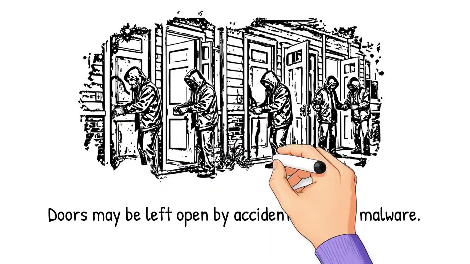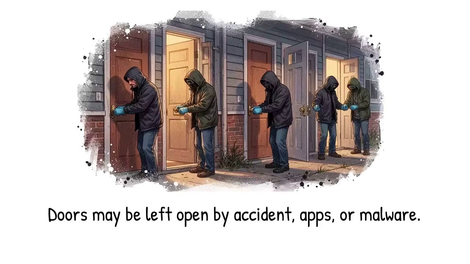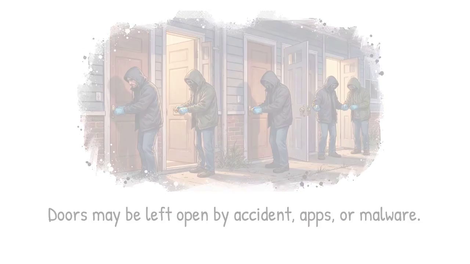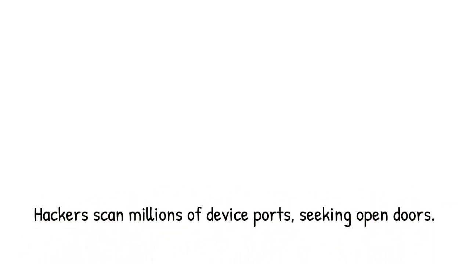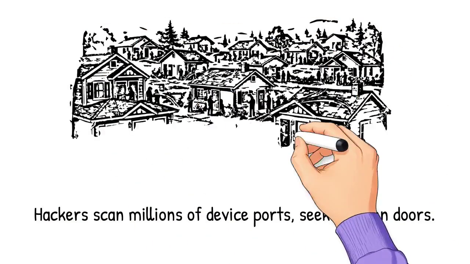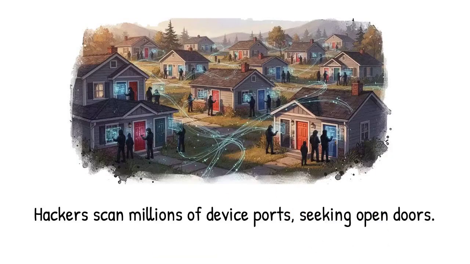Now imagine hackers walking down your street, checking every house, gently turning each doorknob to see which doors open. That is exactly what happens on the internet. Hackers constantly scan ports on millions of devices looking for open doors. They don't need to break in. They just need to find a door that someone forgot to lock.